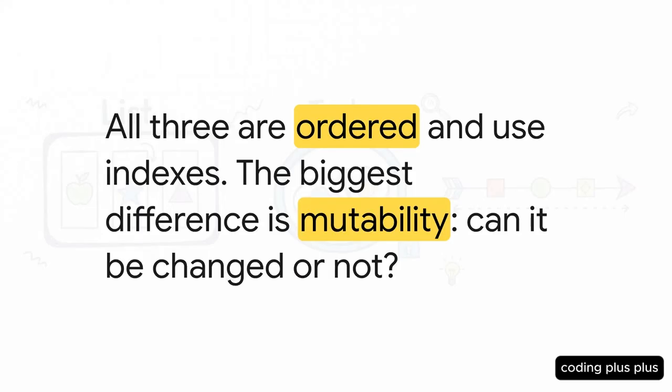Look, if you remember just one thing from all of this, please make it this. All three of these are ordered sequences. You can access their items using an index number. The single biggest difference, the thing that should drive your decision on which one to use, is mutability. Can it be changed, or is it fixed forever?